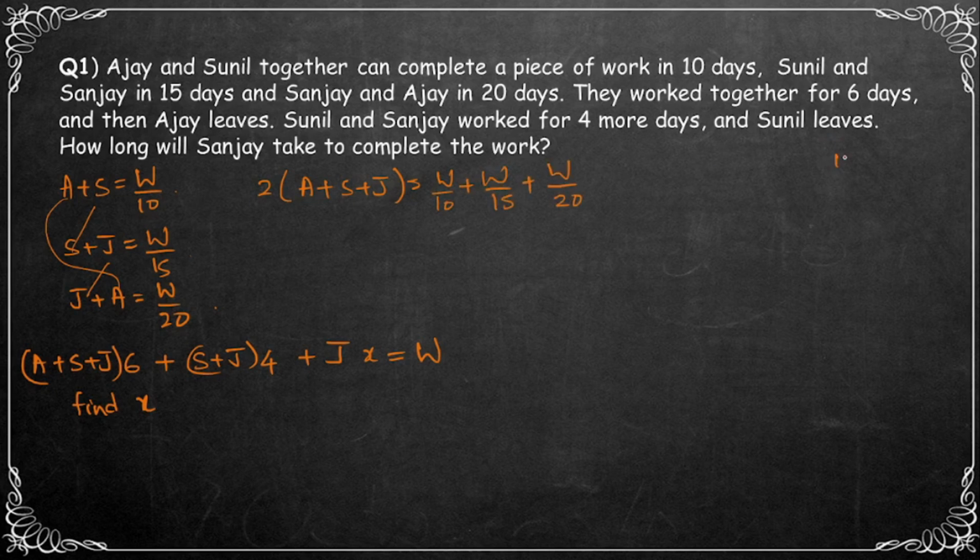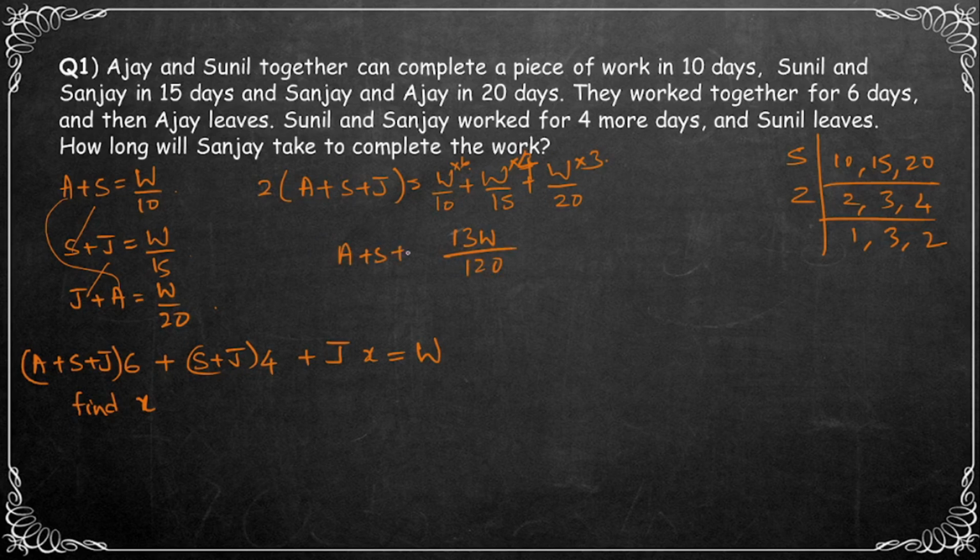Now we need to take the LCM of 10, 15 and 20, which is 60. In order to make this fraction's denominator 60, we need to multiply by 6, we need to multiply by 4, and we need to multiply by 3. So 6 plus 4 plus 3, 13W is in the numerator, divided by 60 into 2, which is 120. So A plus S plus J is equal to 13W divided by 120.